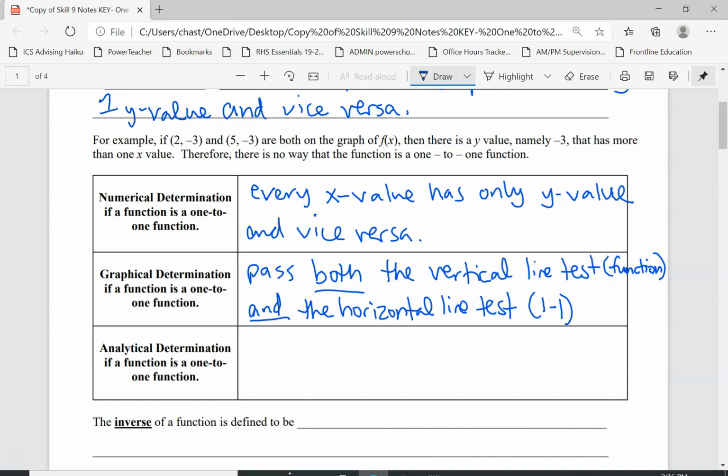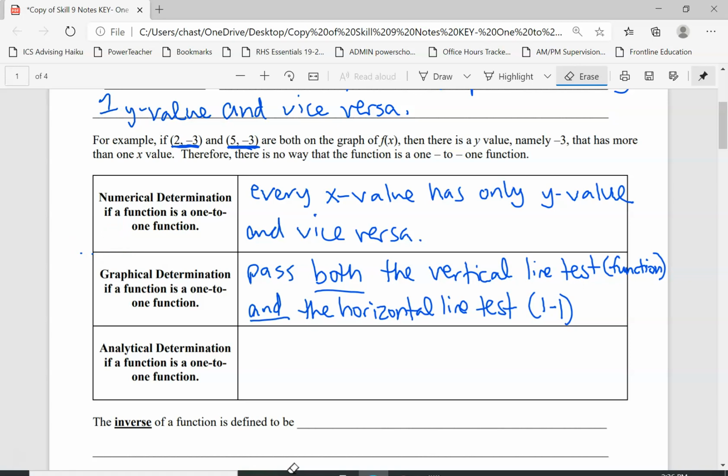Because if it were a situation like (2, -3) and (5, -3), if I were to plot those, here's (2, -3) and here's (5, -3). We can see that while it passes the vertical line test, so it's a function, it's not one-to-one because both the 2 and the 5 are mapped to -3. It has to meet both conditions.